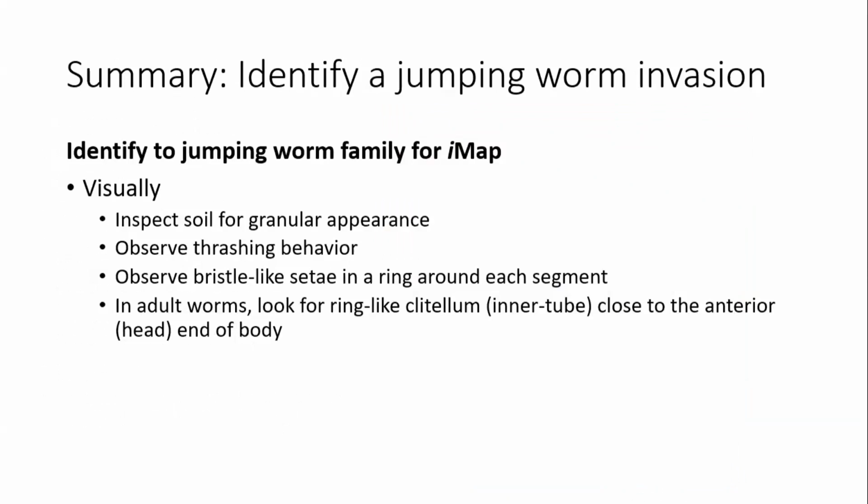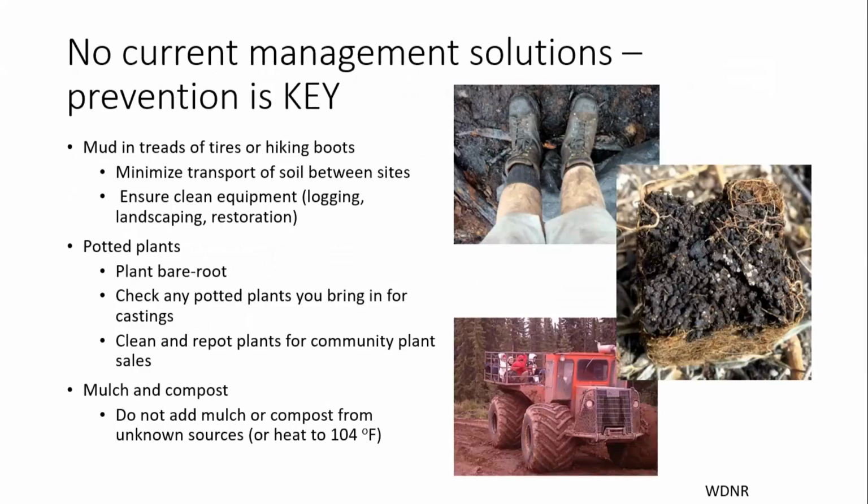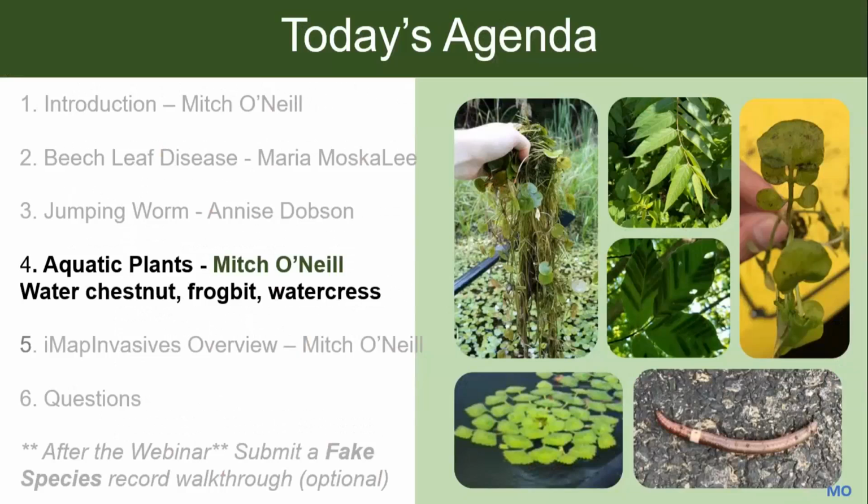So just a really quick summary of what you should look for. In the soil, look for the granular appearance, look for the thrashing behavior, look for the bristle-like setae in a ring around each segment. And starting about now, when they're adults, you can look for the ring-like clitellum close to the nose of the body. And this is really important. Similar to beech leaf disease, we don't have any management solutions for treating the invasion once it's established. So putting efforts into not moving soil and especially mulch and plants around is key to prevent the invasion.